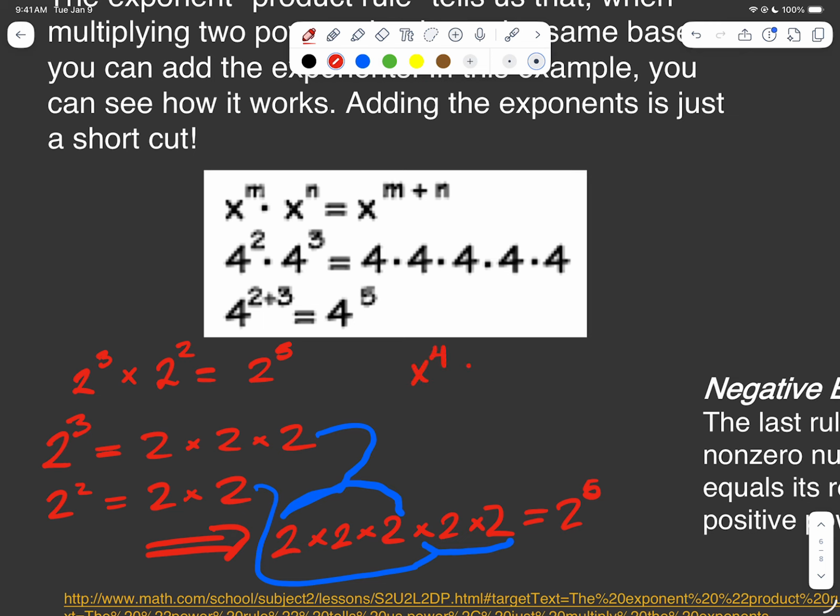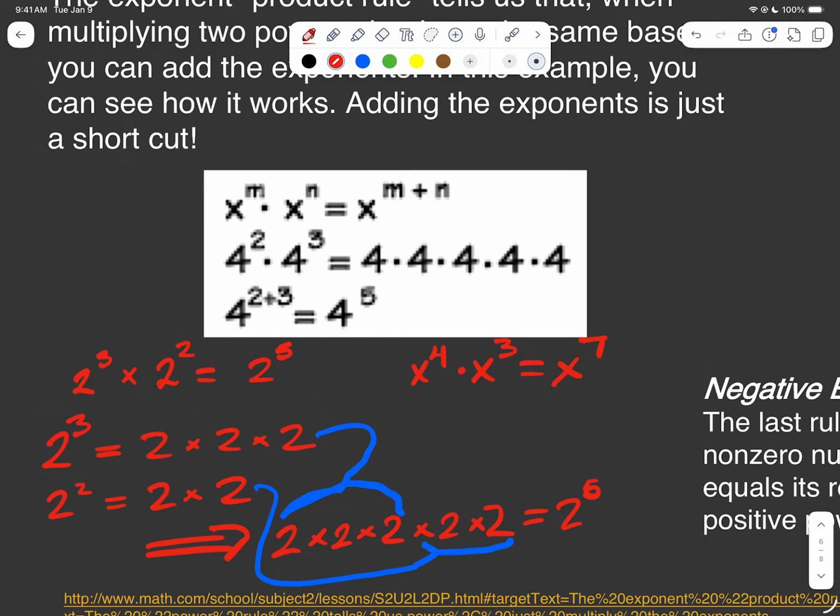X to the 4th times x cubed. Sometimes we'll use a dot, sometimes we'll use an x. In this class, primarily, we'll use a dot or a parentheses to represent multiplication. We don't really use the x because we're trying to avoid variable confusion. But here, the bases are the same, so we add the exponents. 4 plus 3 equals 7, so we get x to the 7th. The important thing here is the same base.